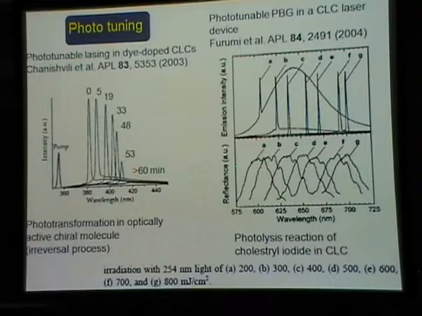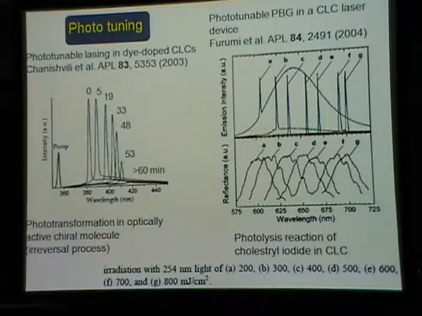Another interesting application is light irradiation. I introduced two papers. In this case, phototransformation in an optically active chiral molecule is possible, although it is an irreversible process. So by shining light, the transformation occurs, then the pitch changes like this.